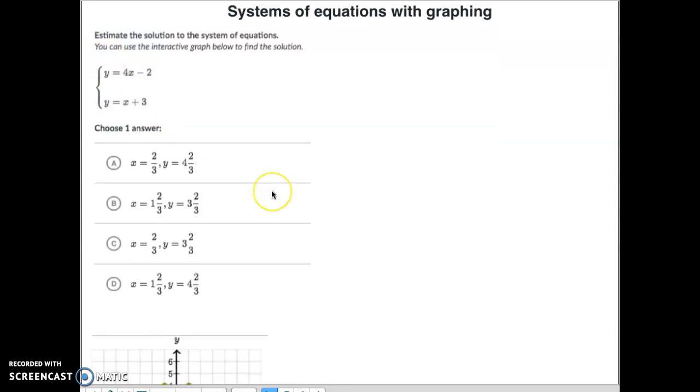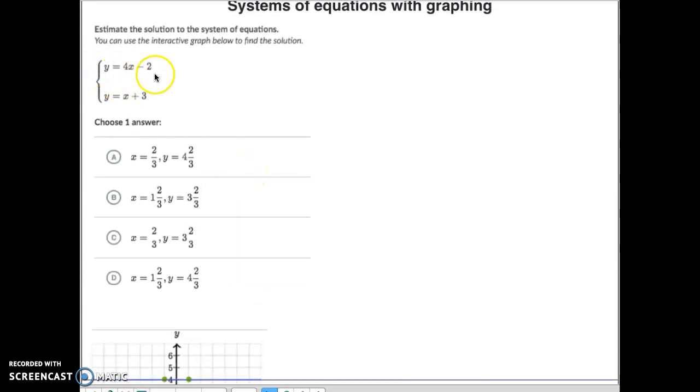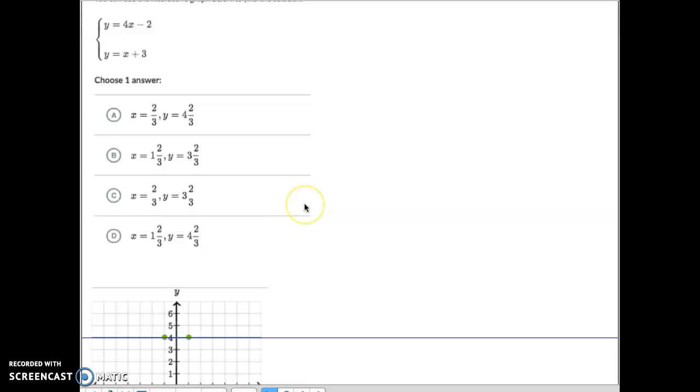What you need to do is you're going to notice they give you a graph here. They'll give you a blue line and a reddish pinkish line. The blue line goes for the first equation, the reddish pinkish line goes for the second equation. So you might notice the y-intercept for the first one is -2 and the slope is 4.